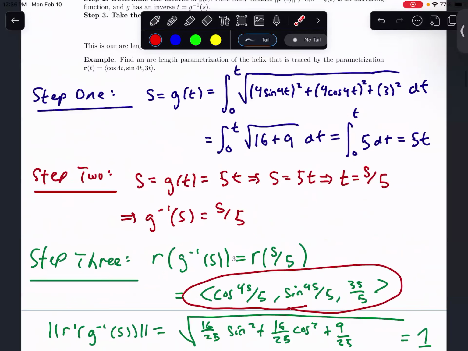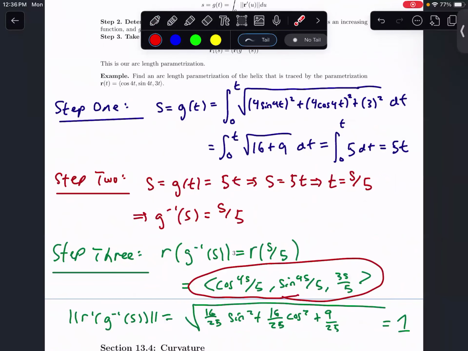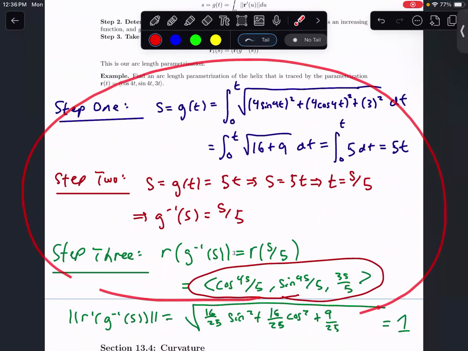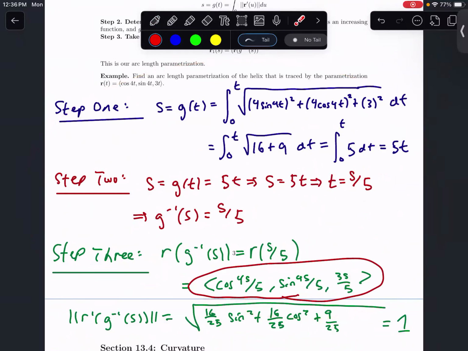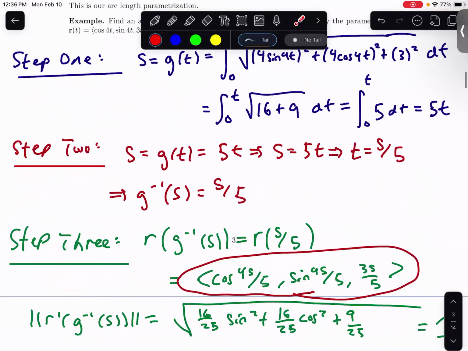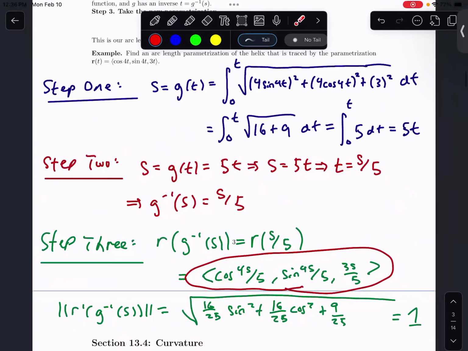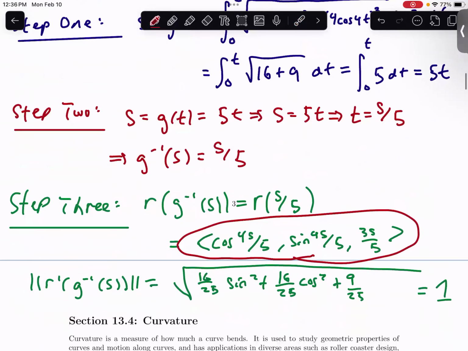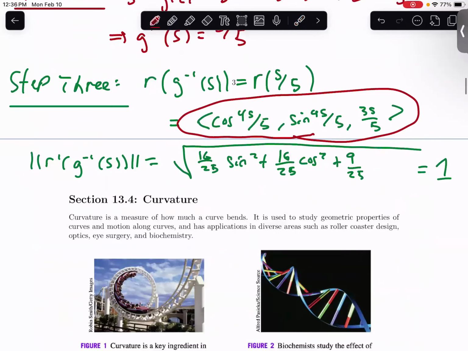So it shouldn't be too bad, hopefully, getting the arc length parameterization. Any questions about this example, or just about the idea in general? Okay, so I think that's it for section 13.3. Again, the main things you need to remember are how to compute the arc length, velocity vectors, speed, and then finding the arc length parameterization. Those are all things that will show up later on in these next few sections.